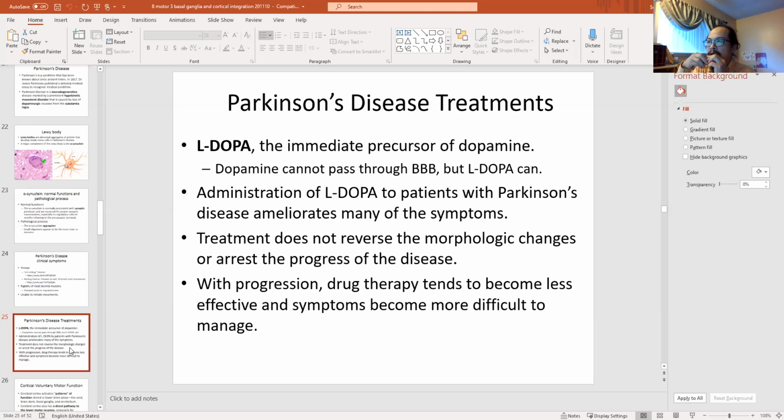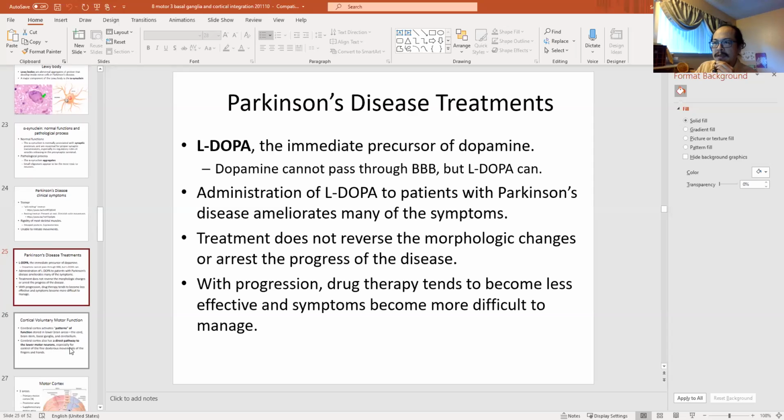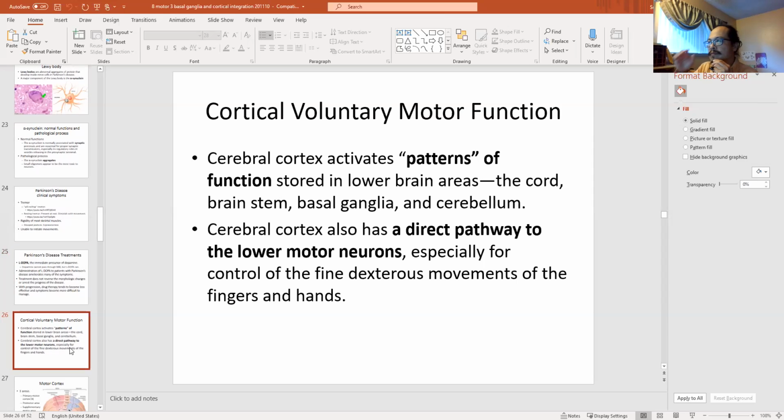So the drug is L-dopa. This is the precursor of dopamine. When it enters the brain, it will be converted into dopamine, and that can be very useful to treat the symptoms of Parkinson's disease.